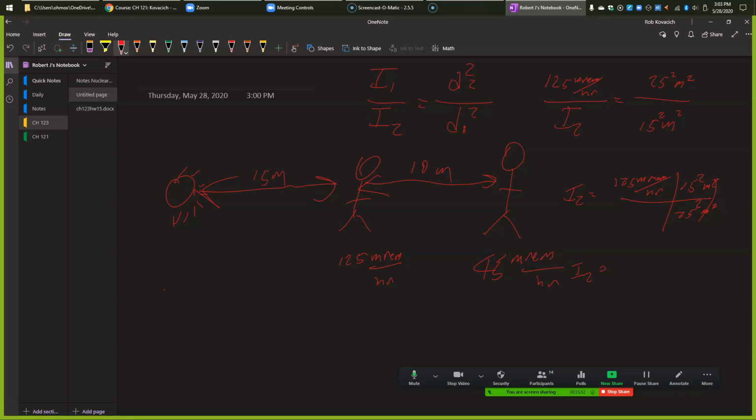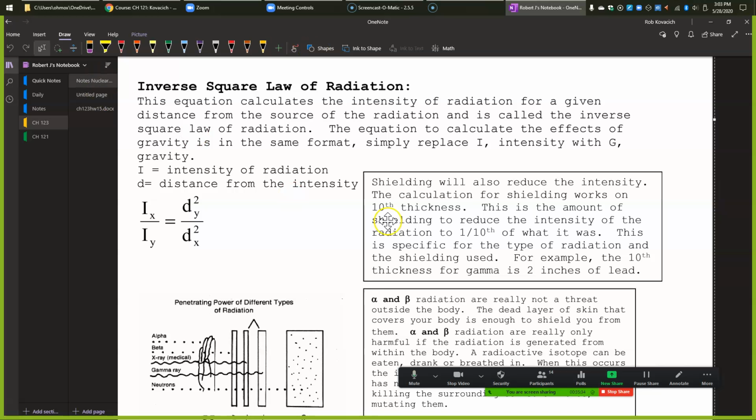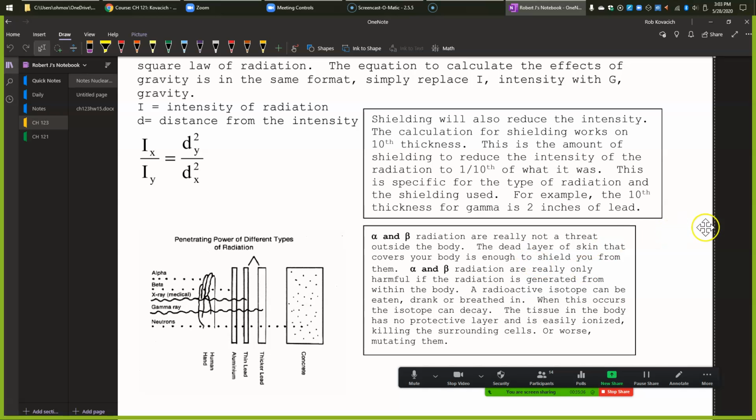Okay, so the next thing I want to talk about is shielding. So I want you to read the first 2 sentences in that box there on the right that starts with the word shielding.